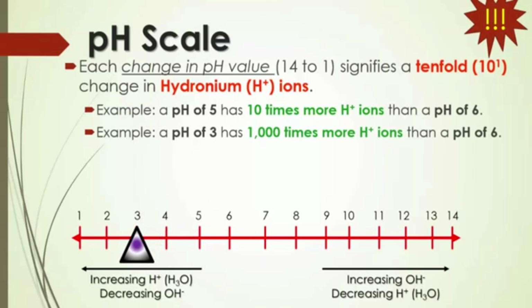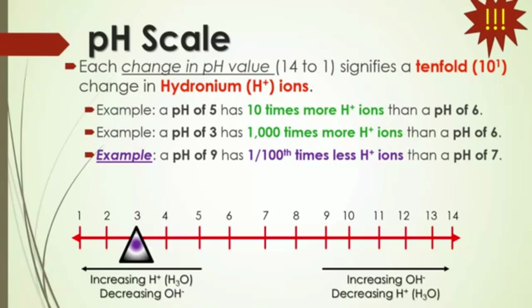If we change the pH from a pH of 6 to a pH of 3, since we are moving 3 places, we will change our concentration by 10 to the third. Finally, let's see what happens when we increase our pH from 7 to 9. Since this is an increase of 2 pH units, we have a difference of 100 times. A pH of 9 has 100 times less hydrogen ion concentration than a pH of 7.